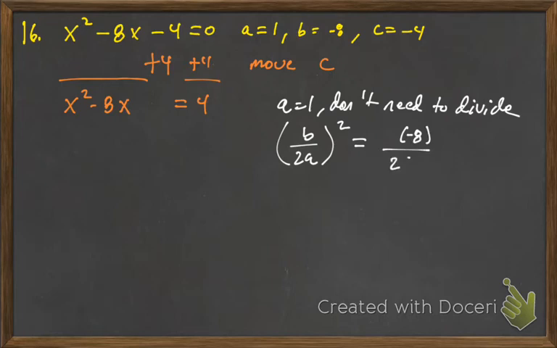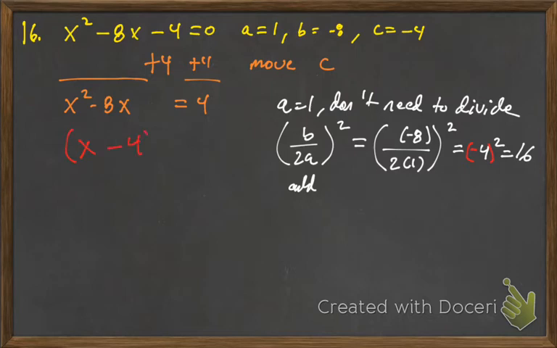It's going to be negative 8 over 2 times 1 quantity squared, which should be negative 4, excuse me. Negative 4 squared. And so that's what this is going to factor into, x minus 4 quantity squared, when we're all done after we add 16 to both sides of the equation. So we're going to add 16 to both sides. So add 16 here, add 16 here.